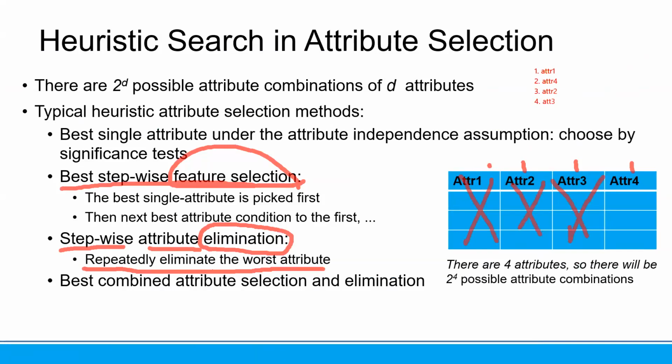We can combine selection and elimination. Maybe after we have attributes 1, 4 and 3, it's not good, so we will replace 3 with 2. So 1, 4, and 2. So it can be combined.